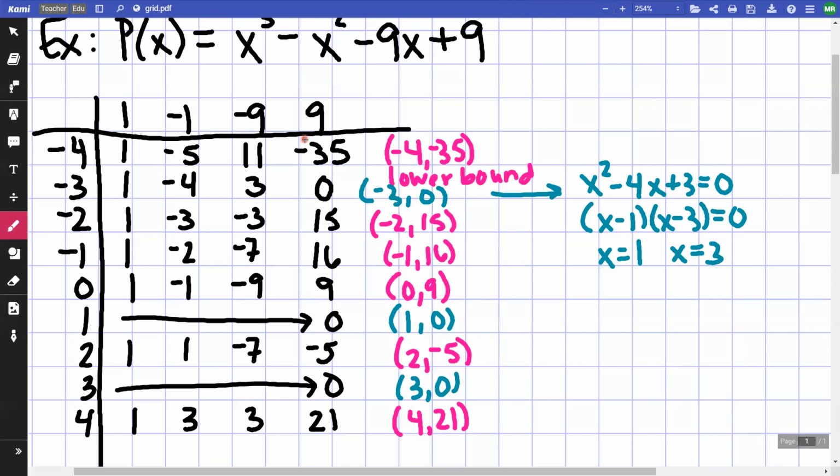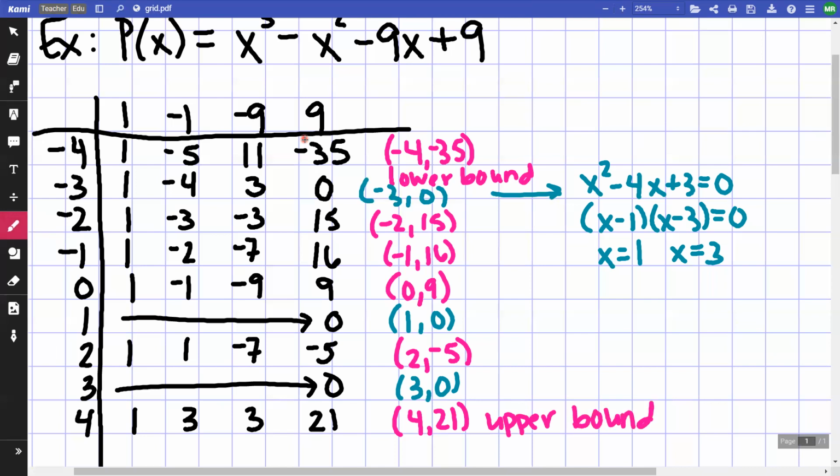Okay, not a lower bound, but an upper bound, because I did a positive and all of them are positive. If I try 5 and 6 and 7 and 8, I'm just going to be getting bigger and bigger numbers. This is going to be going up and up and up. So this right here is an upper bound.